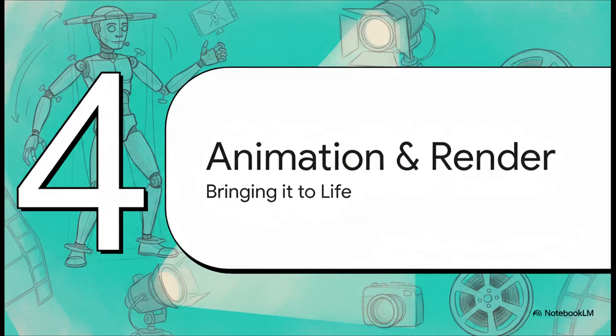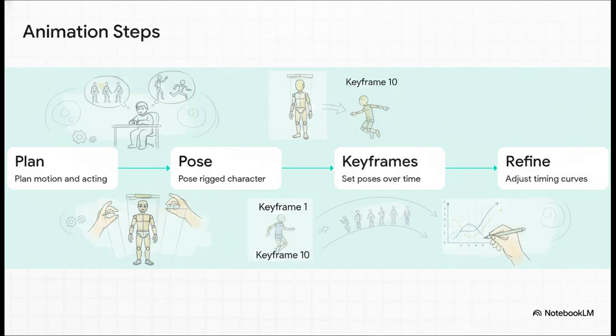And finally, stage 4, animation and final rendering, bringing it to life. With our fully rigged digital puppet ready to go, it is time for the acting. Animators are basically digital puppeteers. They plan out the scene and then pose the rig at very specific points in time called keyframes. Say, keyframe 1 is standing and keyframe 10 is midair during a jump. The software interpolates, or calculates, the frames in between. Sure, but the animator has to obsessively refine the timing and motion curves so the movement actually feels like it has weight, anticipation, and real-world physics.